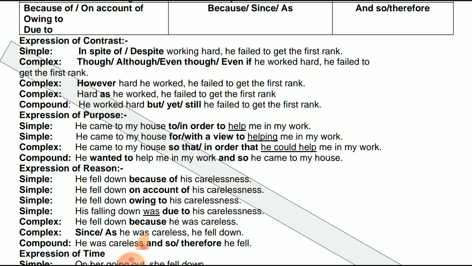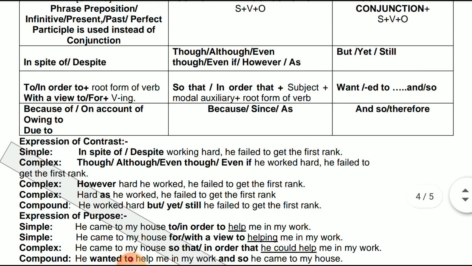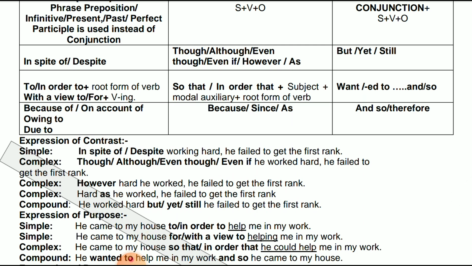So here again a simple sentence may be given and you will be asked to use with a view to. Then the only change you have to make is, instead of help, that is the root form of the verb, you have to write the present participle helping. Then to make it a complex sentence, the sentence structure is given over here: you have to use so that, in order that, these are the subordinate conjunctions, plus subject, plus modal auxiliary, can, could, should, would, must, might, have to, has to, had to, plus root form of the verb.